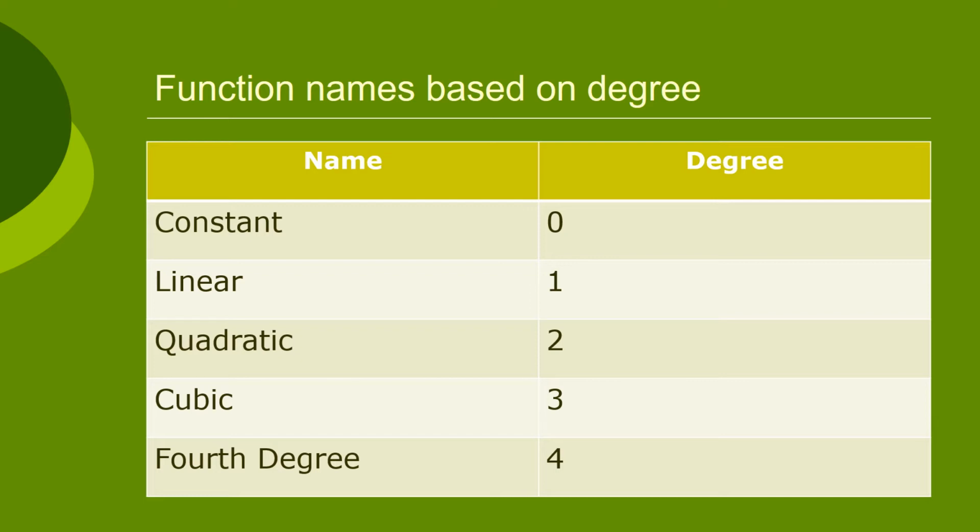As we just said, a constant has degree 0. The function names are based on degrees. Linear functions are of degree 1. Quadratic functions are of degree 2. Cubic functions are of degree 3. And from there, we just say 4th degree, 5th degree, 6th degree, etc. Linear functions are something you have already studied. Quadratic and cubic functions will come later on in this course.